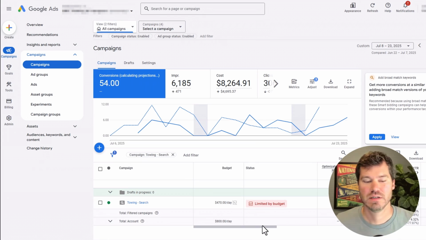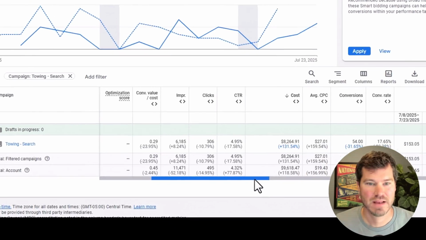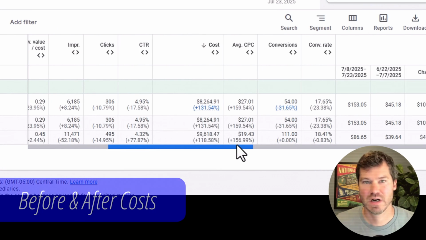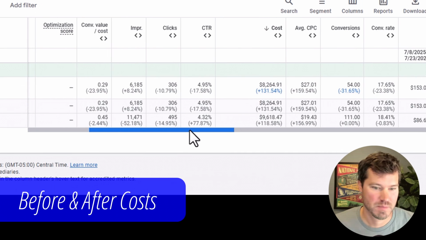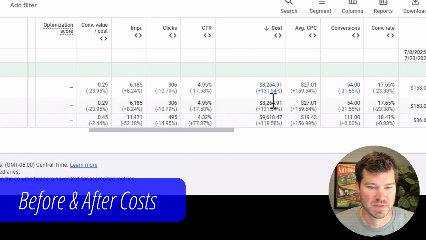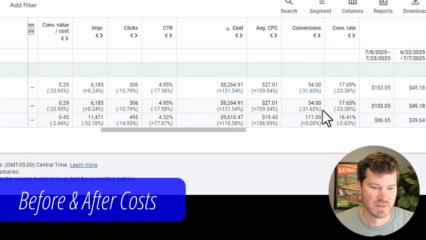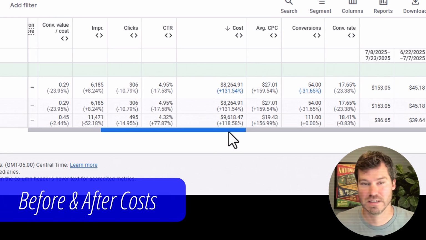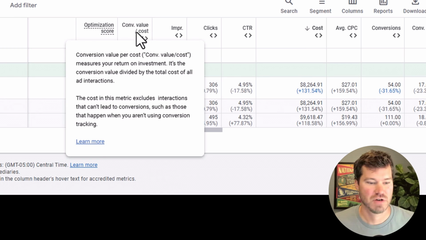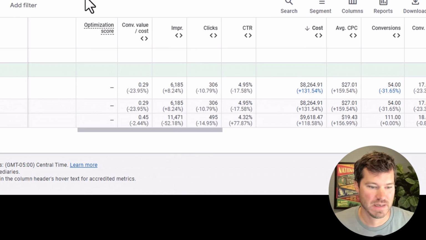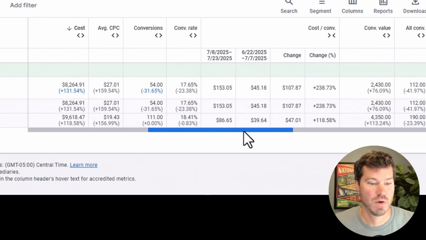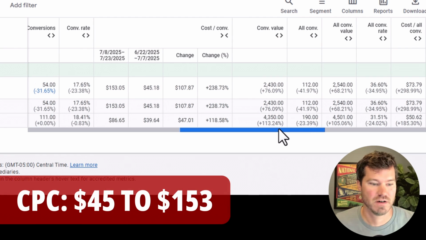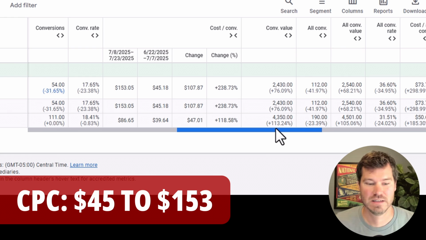If we look at real numbers for this period and compare July 8th to the 23rd, versus the previous period where we were running maximize conversions, you can see some of the numbers here. So cost went up 130%, CPC went up 160%, conversion rate dropped 24%. The ROAS number, which really is what the maximize conversion value strategy should optimize for, dropped by 24%. And then cost per conversion, which is really the main metric we're looking at for many accounts, but definitely towing companies, went from $45 to $150. So, I mean, just ridiculously bad numbers.